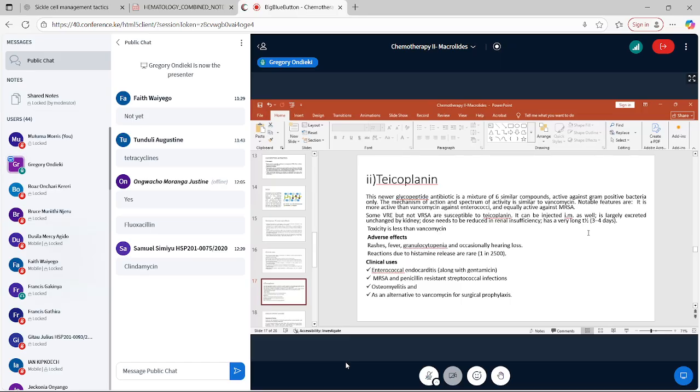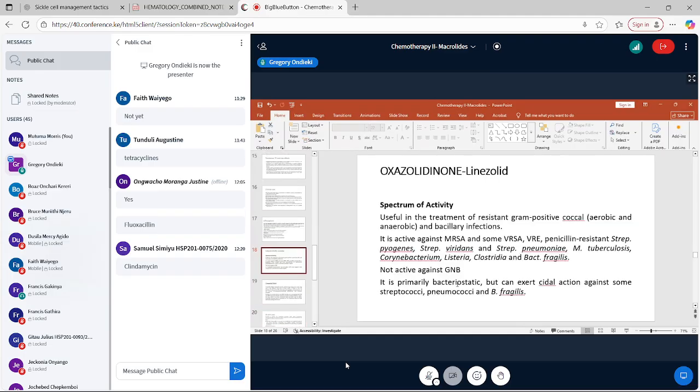But it's more active against enterococci relative to vancomycin, but against MRSA, it's equipotent to vancomycin. Now, you expect rashes and fever, granulocytopenia, occasional hearing loss. You expect that with vancomycin as well. The frequency is not that high, about 1 in 2,500 people. So the uses are not any different from what you've seen in vancomycin. The uses are almost similar.